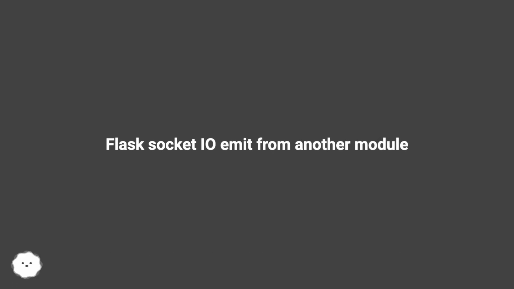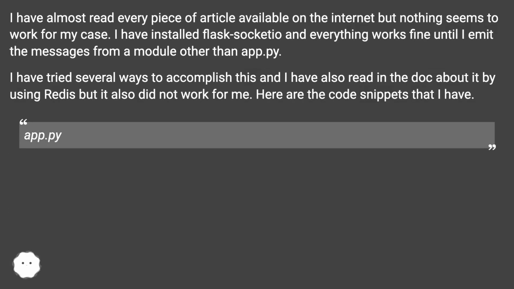Flask-SocketIO emit from another module. I have read almost every article available on the internet, but nothing seems to work for my case. I have installed Flask-SocketIO and everything works fine until I emit messages from a module other than app.py. I have tried several ways to accomplish this, and I also read in the docs about using Redis, but it also did not work for me.